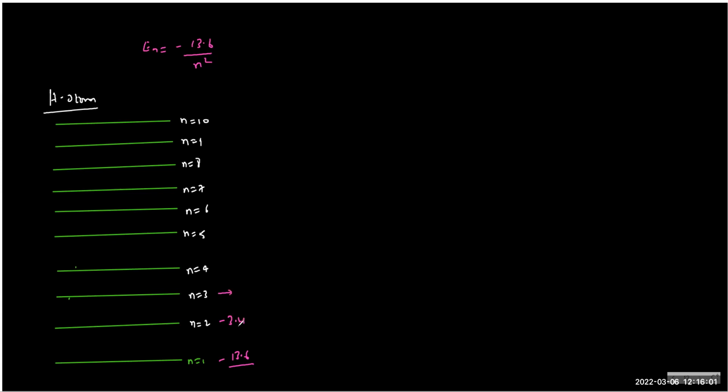Then what is next? Minus 1.5, minus 1.56? 6 or 1? Let's check. 13.6 by 9 is how much? Minus 1.5. 13.6 by 9 is 1.51. Yeah, I was right. What is next? Minus 0.85. What is next? Minus 0.54. Correct.